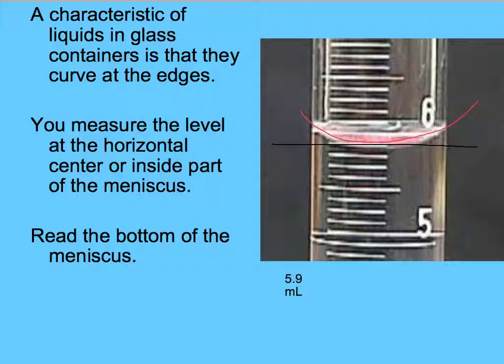So if we were to measure the liquid in this graduated cylinder, we know it's at 5, and then we can count the little marks. We know these are 1 milliliter each because of the way they're divided out between the 5 and the 6. So it's 5.1, 2, 3, 4, 5, 6, 7, 8, 9. So it's 5.9 milliliters. That would be the correct measurement from this picture.